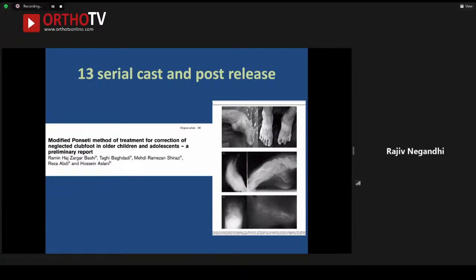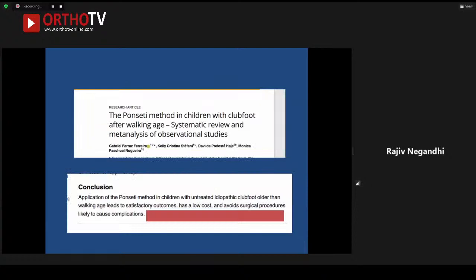So there is a systematic review of the Ponseti method in children with clubfoot after walking age, and the conclusion of this paper says application of the Ponseti method in children with untreated idiopathic clubfoot older than walking age leads to satisfactory outcome, has low cost, and avoids surgical procedures likely to cause complications.